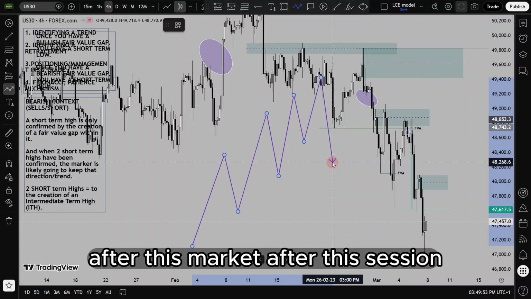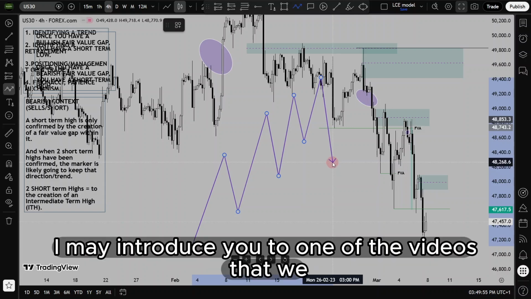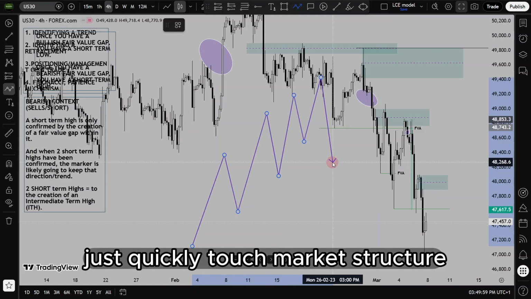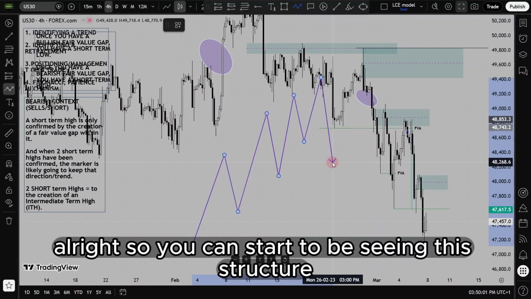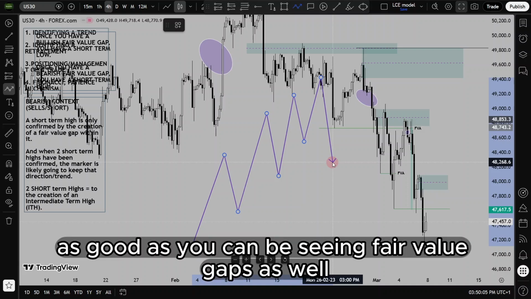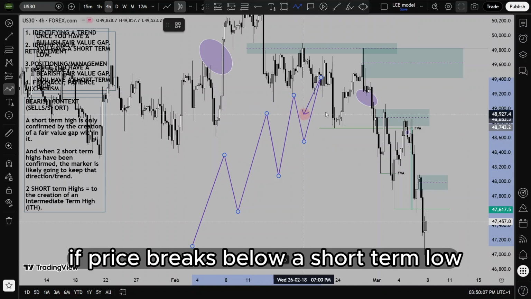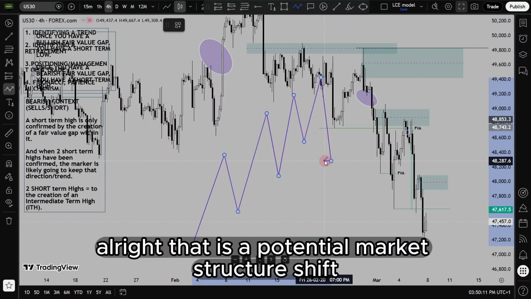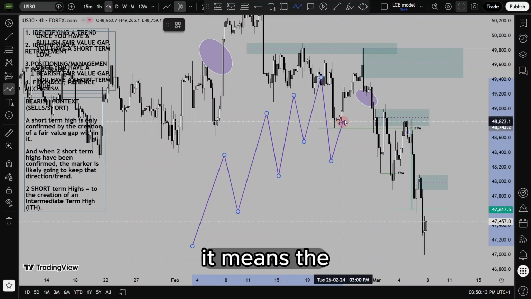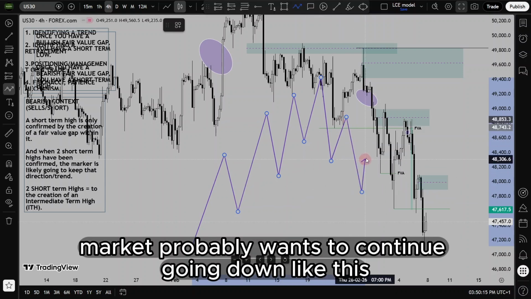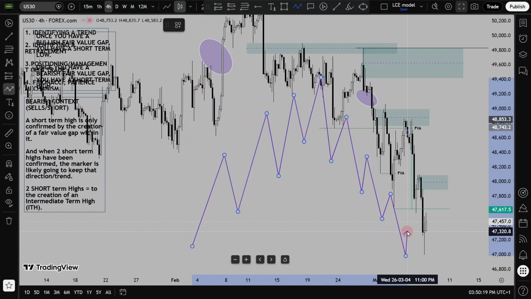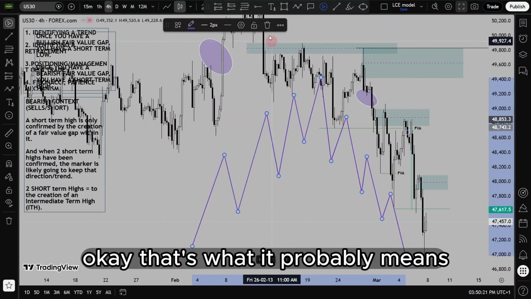After this session, I may introduce you to one of the videos that will just quickly touch market structure. All right, so you can start to be seeing this structure as good as you can be seeing fair value gaps as well. If price breaks below a short-term low, all right, that is a potential market structure shift. It means the market probably wants to continue going down like this. That's what it probably means.